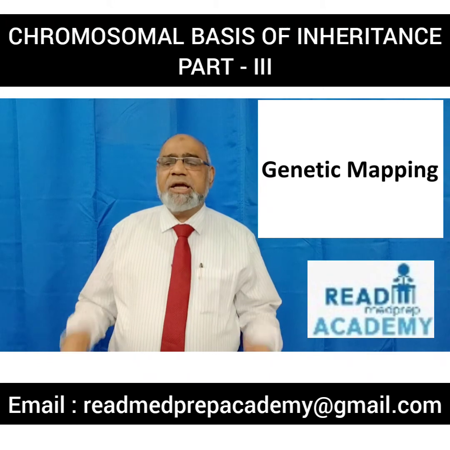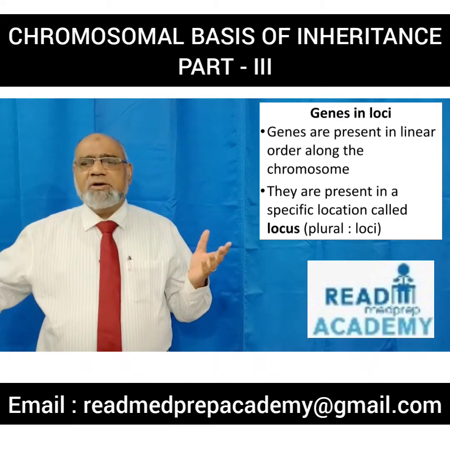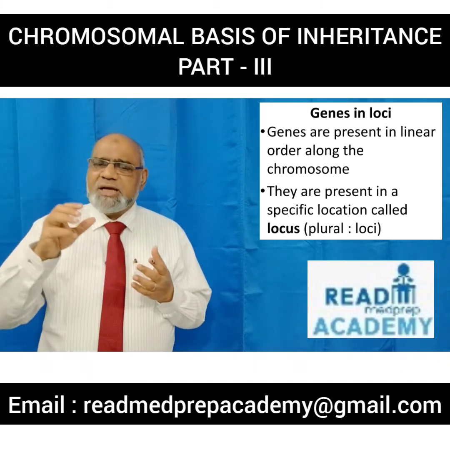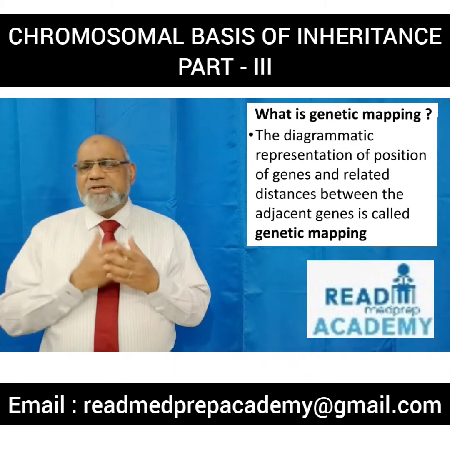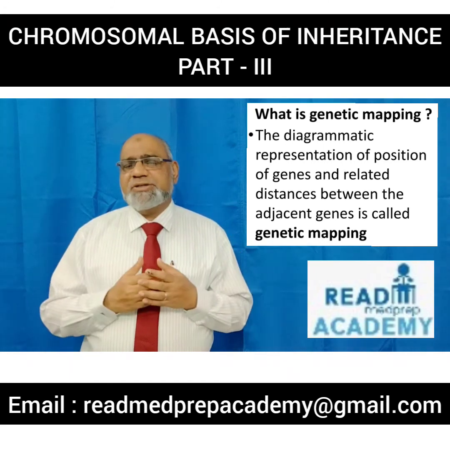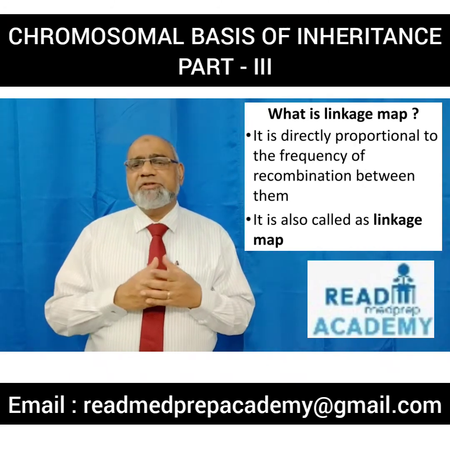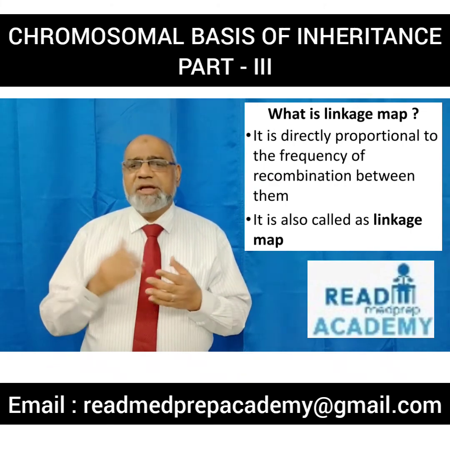Now, what is genetic mapping? We know that genes are present in a linear order along the chromosome, and these genes are present in specific locations, and these are called locus. In the plural, it is called loci. The diagrammatic representation of the position of genes and related distances between the adjacent genes is called genetic mapping. It is directly proportional to the frequency of recombination between them. It is also called as linkage map.